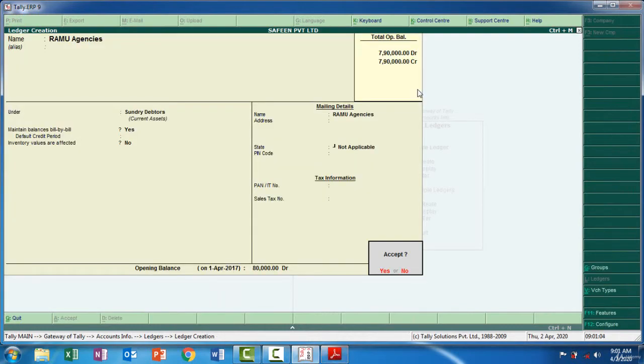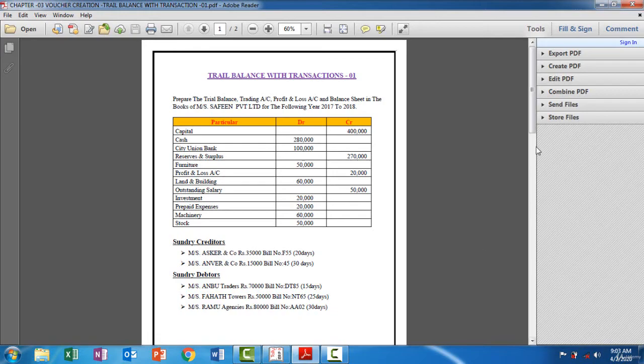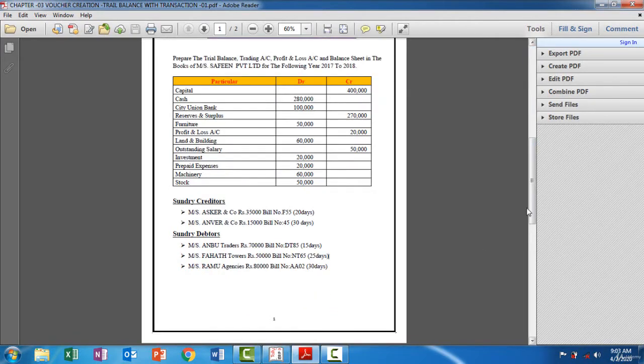Then you can see that the total debit amount is 790,000 as well. The total credit amount is 790,000. So our opening balance is correct. So I'm going to enter yes. Now I'm going to enter the transactions of Safin Private Limited.